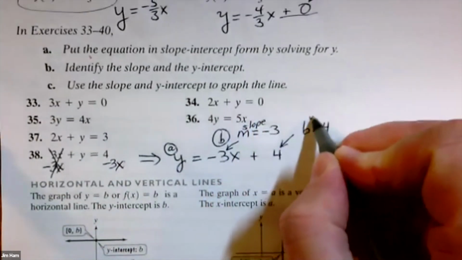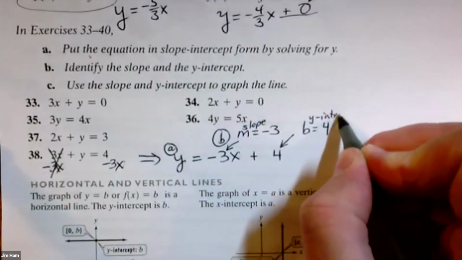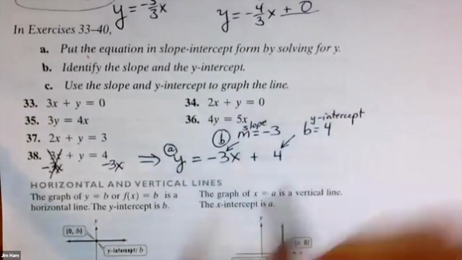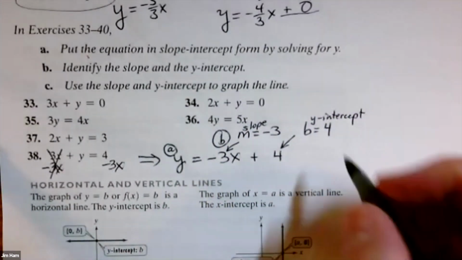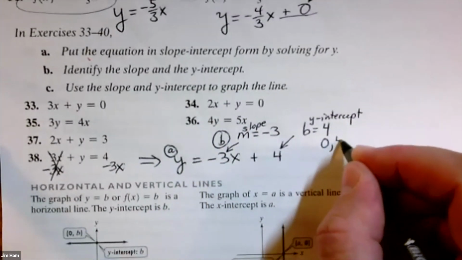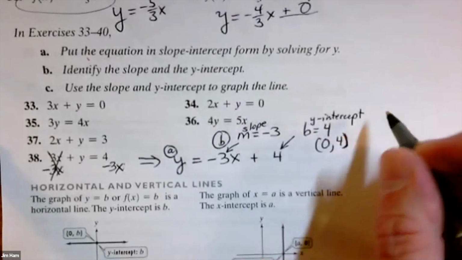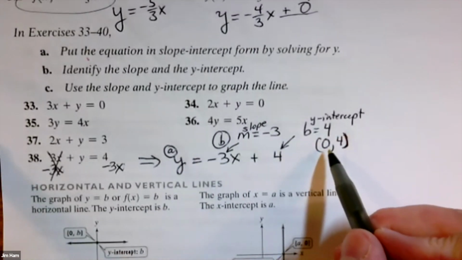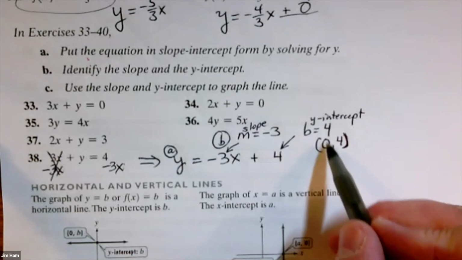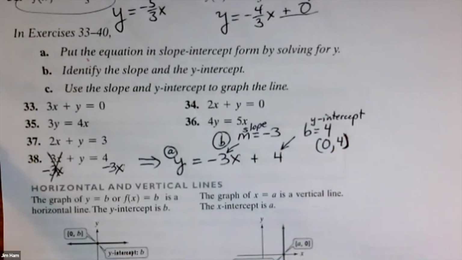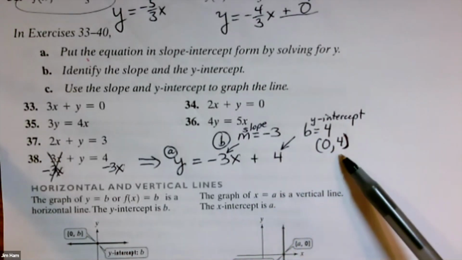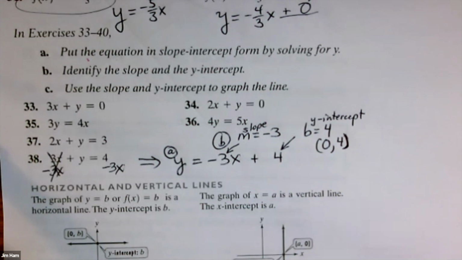So slope and y-intercept. Most of the time, we just identify the y-intercept as the b value. If you wanted to identify it as a point, just make sure you put the x coordinate equal to 0 in there, and then the y coordinate would be 4. And that would give you a point on the y-axis. And then finally, with this one, use the slope and the y-intercept to graph the line.